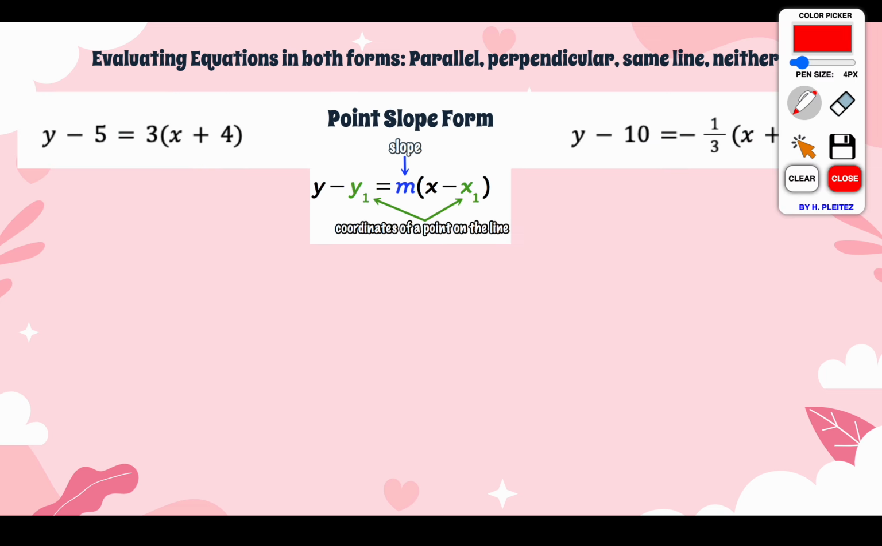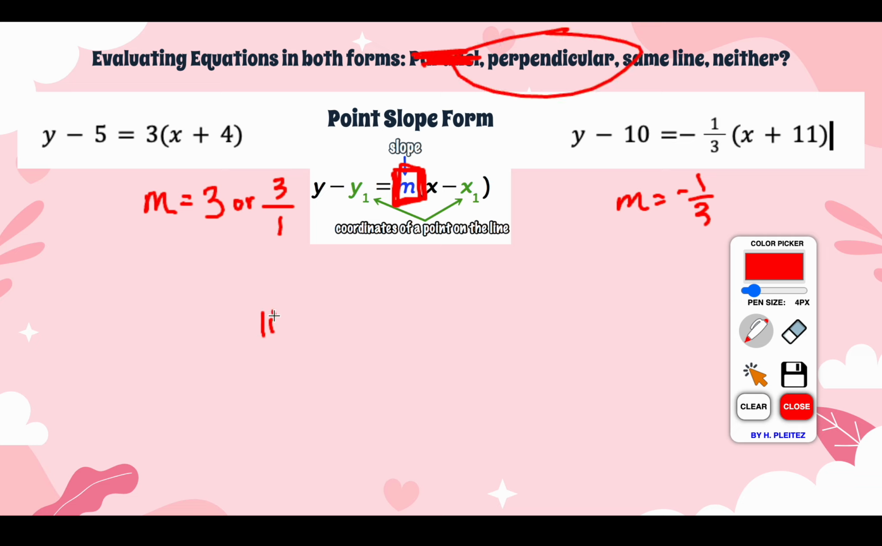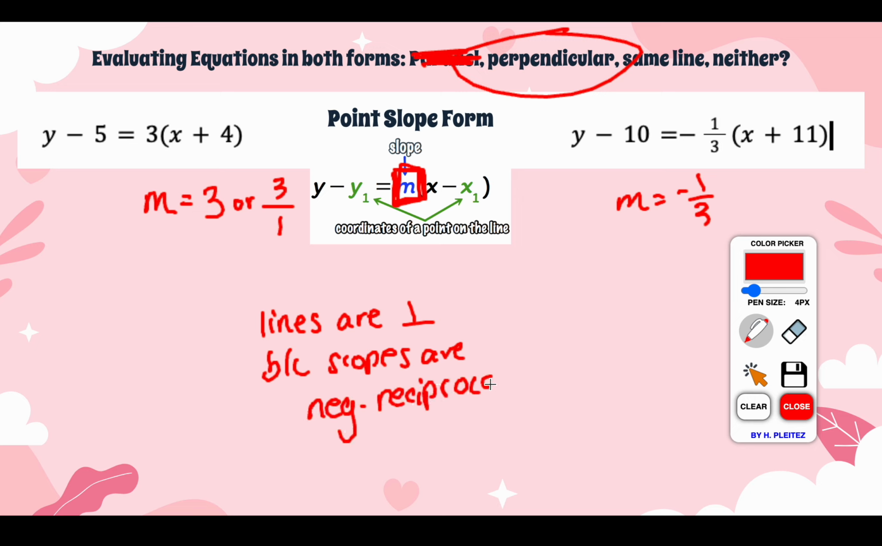Now, here's the last one, where we have our point slope form. So remember, for point slope form, the slope is just whatever's outside of the parentheses. So here, this is a little bit easier. Here our slope is 3. Here our slope is negative 1/3. And again, this is why it helps to write it as 3 over 1, because now you can kind of see the slopes aren't the same, so our lines are not parallel, but these slopes are negative reciprocals of each other. So lines are perpendicular because slopes are negative reciprocals. Great.